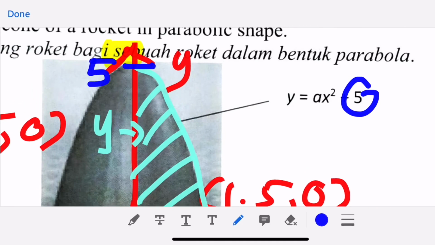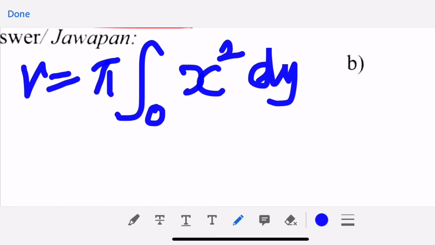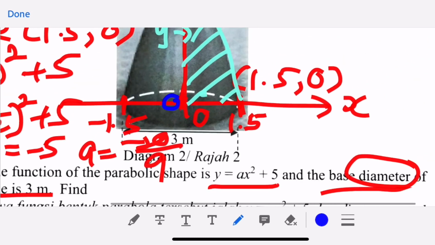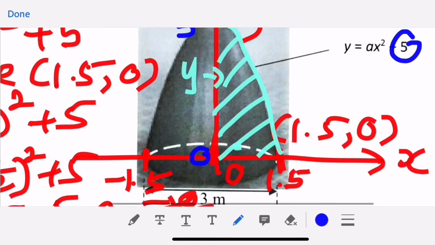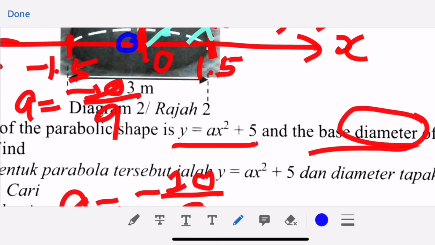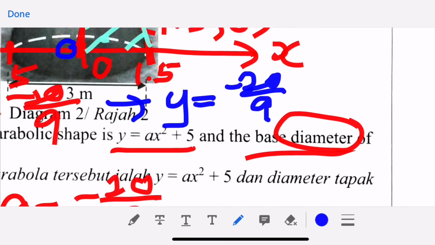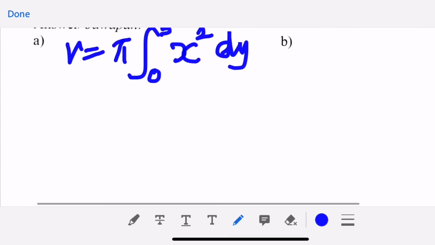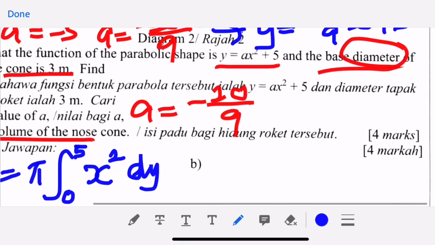Now we need to express the function to make sure we have x squared as the subject. The limit, you must follow the y-axis. The y-intercept is 5, so the limit is from 0 to 5. Are you following well? So now from the equation given, y equal to negative 20 over 9 x squared plus 5, you have to express x squared in terms of y before you can integrate. So now integrate pi from 0 to 5.